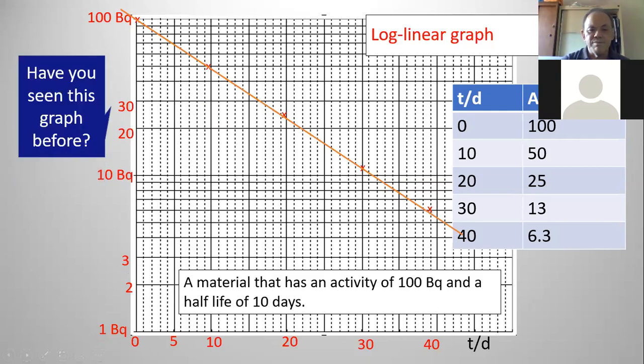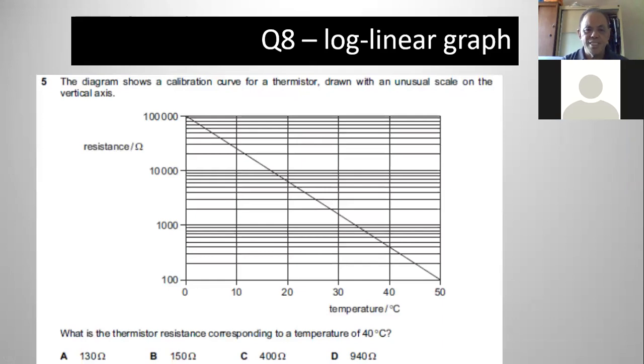Okay, we've seen this graph before. Let's just review where we see that. This one is from a past year question paper where they ask you about a resistance-temperature graph. What is the thermistor resistance corresponding to 40 degrees Celsius? So for 40 degrees Celsius, they just want to test you.